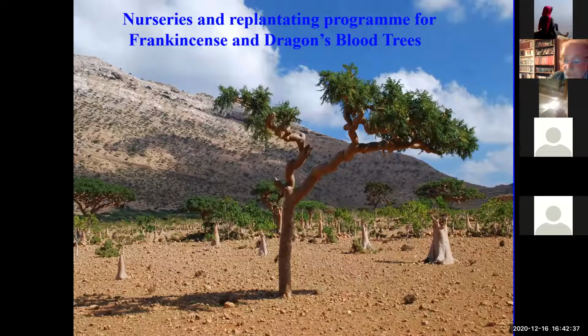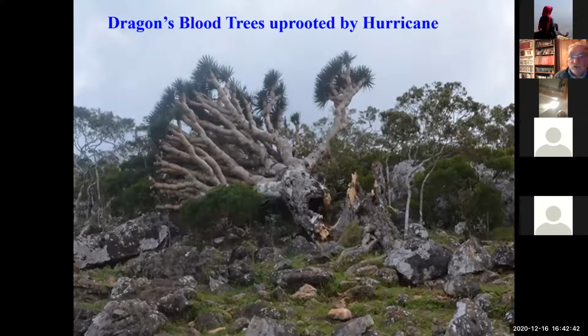frankincense and dragon blood trees. I don't know how successful these have been, but dragon blood trees were uprooted, I think, quite seriously by recent hurricanes, as well as not being regenerated at the rate which conservationists feel they ought to be, that they need some help. So I think these nurseries are experimental, but I think they're going to be a worthwhile part of the future programme under the UNEP GEF work.